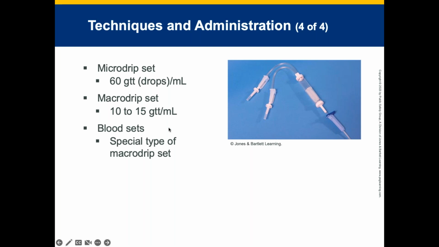Then you have special macro sets. These are called blood sets. As you can see on the screen here, this is considered a blood set. And that little white thing inside the chamber, it's called a filter. All right. Again, you're not going to be dealing with those at all in the field, unless you're assisting a paramedic for a transfer that has blood running.